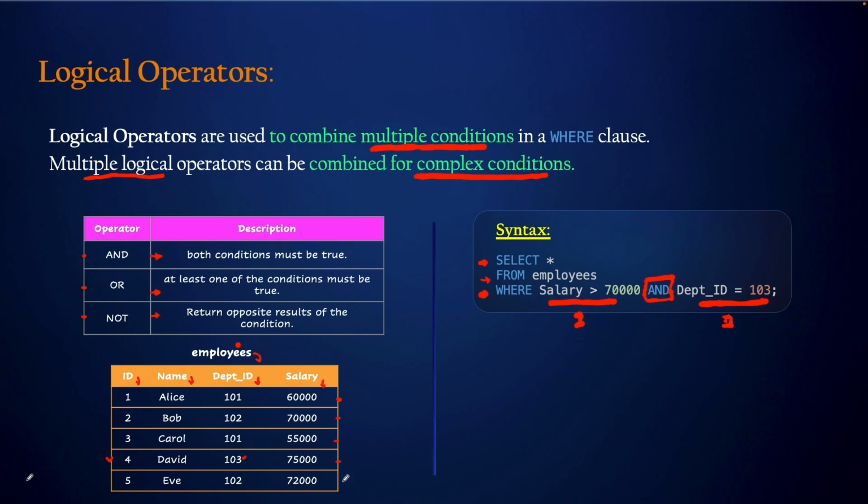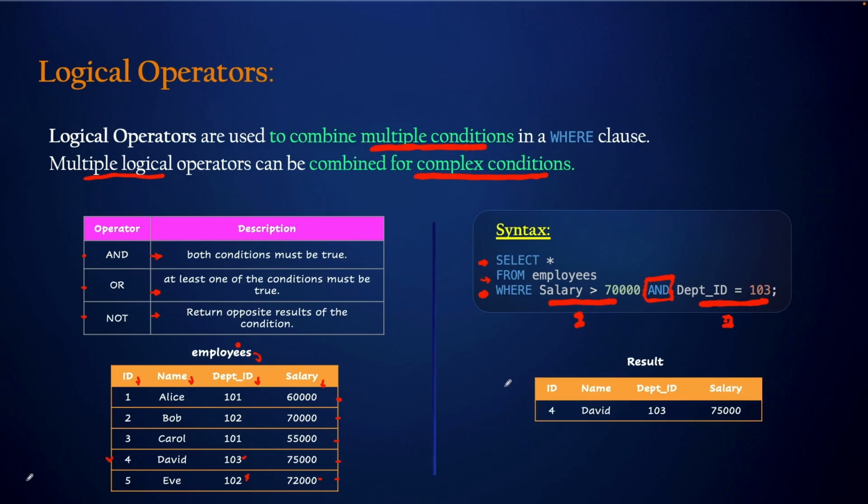Maybe you can have one more record, right? And we'll check the last record here. Salary is greater than 70,000. Yes, it is. And then department ID equals 103. No, it's not. So this is not going to be the record, right? We have only one record here.